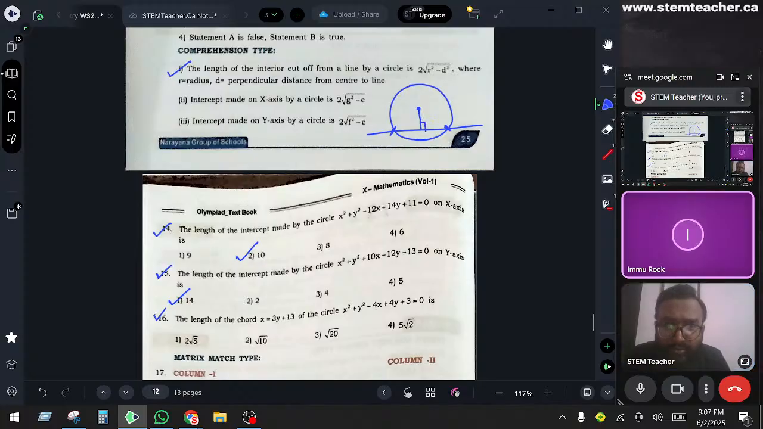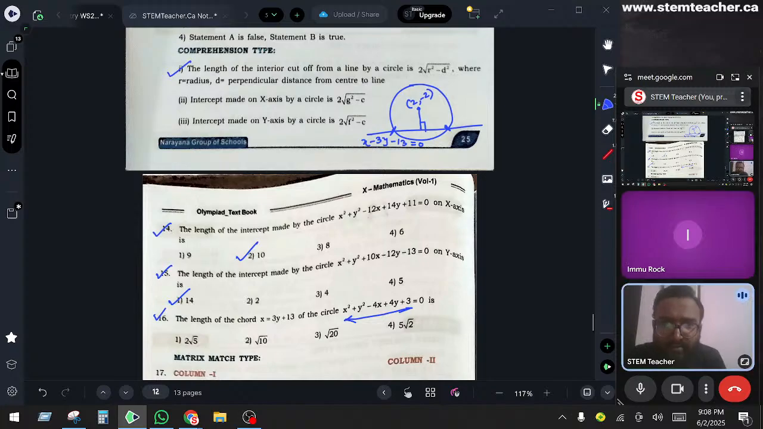अब ये पॉइंट तो पता होना चाहिए. What is center? सर्कल इसकी सर्कल अलग है. What is the center? 2 comma -2. What is the line equation? X minus 3y minus 13 is equals to 0. इस पॉइंट को इस लाइन की परपेंडिकुलर डिस्टेंस निकालो. So that is your D. This is your D. Okay.